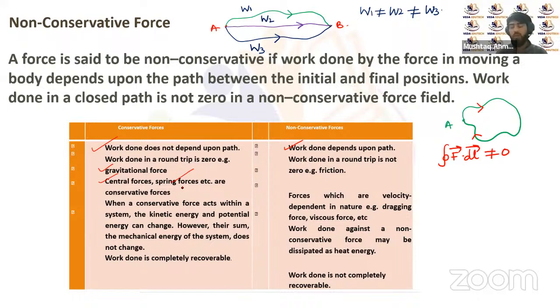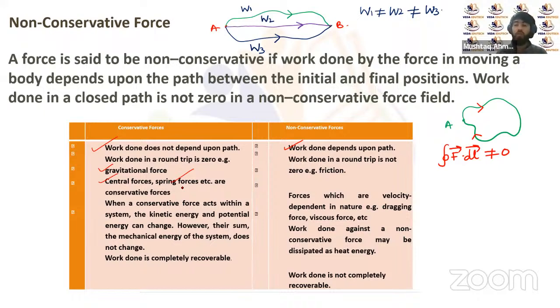Friction force or air drag is a non-conservative force. And the work done in a round trip or closed path in case of a non-conservative force is not zero, it's non-zero. A very important point with respect to conservative forces is that when a conservative force acts within a system, the kinetic energy and the potential energy can change. However, the sum of them, the mechanical energy of the system, does not change. It means the total mechanical energy of the system remains conserved. But that's not the case for a non-conservative force.